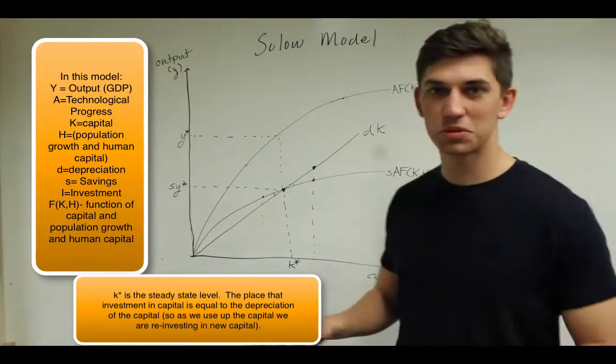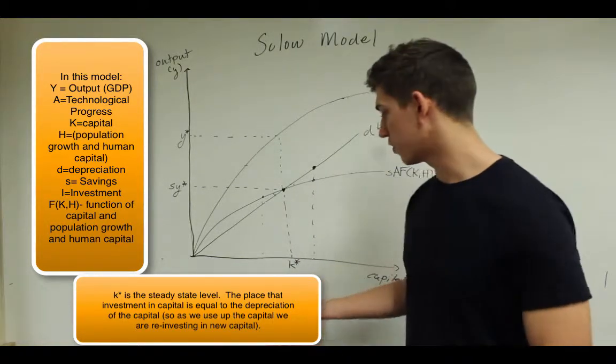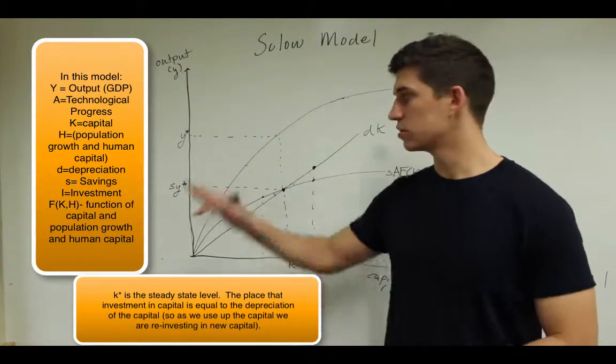Okay, so I hope that helped explain the Solow model a little bit and how we end up with this steady state capital and steady state other variables.